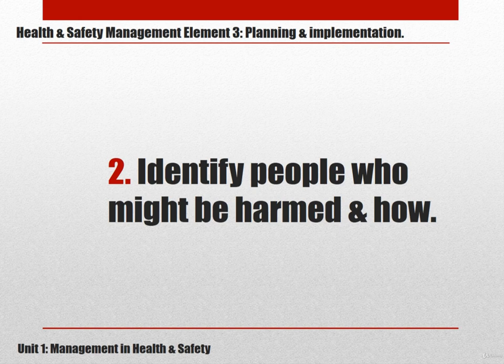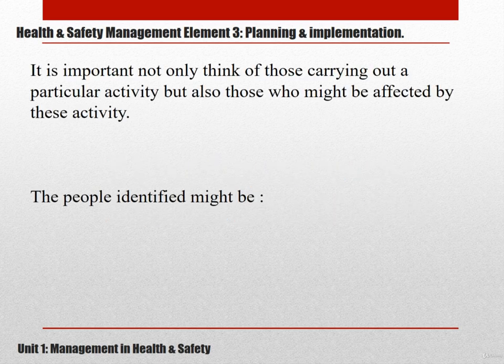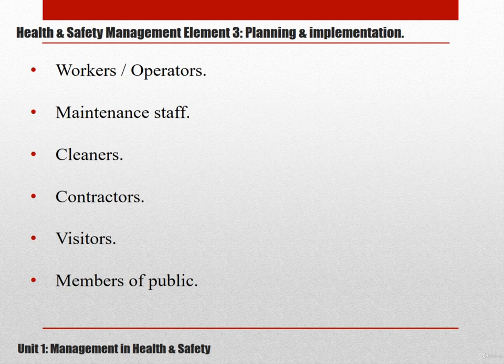The next step in the process is identifying people who might be harmed and how. When identifying people at risk, think not only of those carrying out the particular activities, but also of those who may be affected by those activities. They might be workers or operators, directly involved with the activity, or working nearby or passing by where some hazards create a risk.